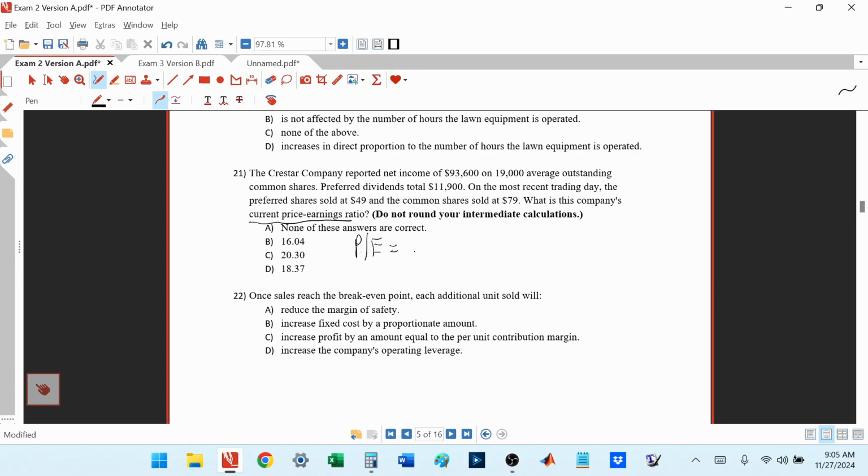I believe, according to the formula sheet for Chapter 9, this is a Chapter 9 question. It's the company's market price per share for their common stock divided by their earnings per share. And their earnings per share is itself a formula. Earnings per share is their net income minus the preferred dividends that we've paid divided by the average number of common shares.